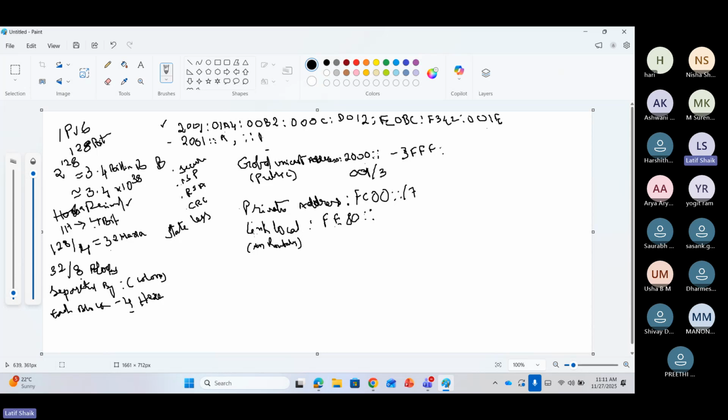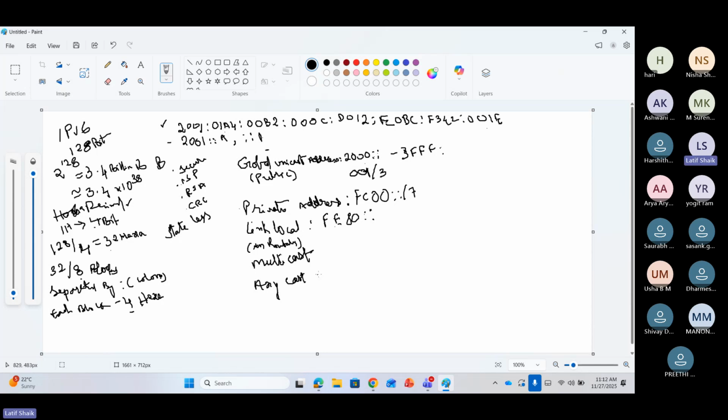Global Unicast, private, link local. What other things are there? Multicast. One more is called Anycast. Okay, this Anycast is like a broadcast only.